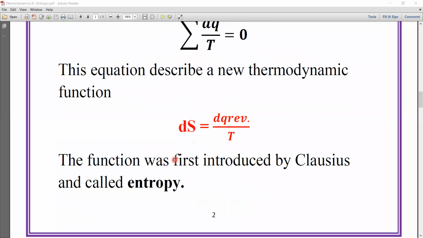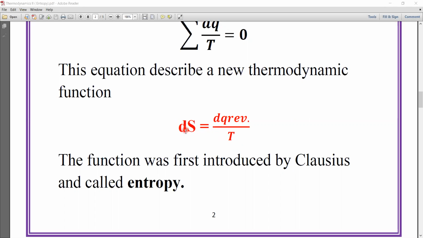This equation describes a new thermodynamic function, and that can be given as dS equal to dq reversible, where rev means reversible process, that is heat absorbed in a reversible process, divided by T. So this is the formula for entropy: dS is equal to dq reversible divided by T, where dS is the entropy change, dq reversible is the heat absorbed in a reversible process, and T is the temperature.